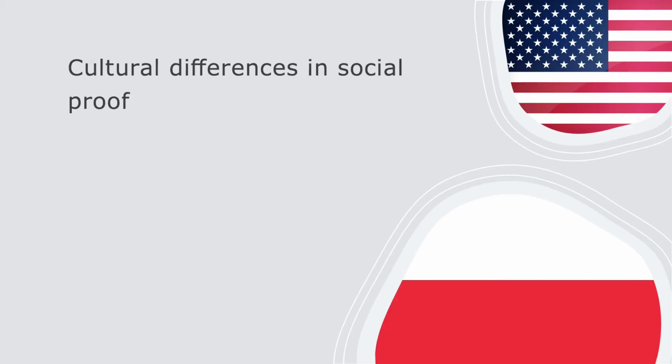However, a weakness of the social explanations to consumer behaviour is that there are cultural differences in social proof. So social proof isn't as effective in some cultures as it is in others. So we're going to look at the USA, which is an individualist culture, and we're going to look at Poland, which is a collectivist culture.